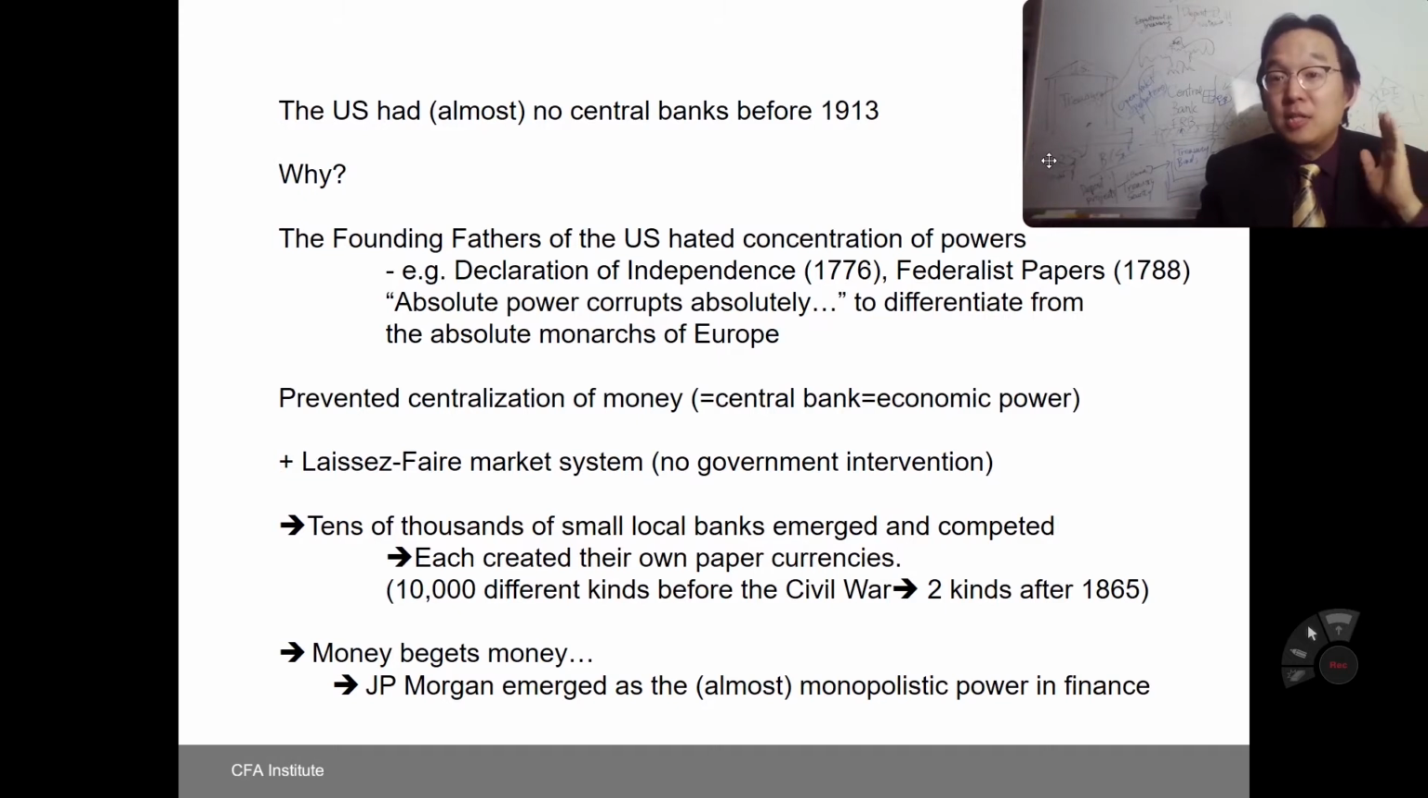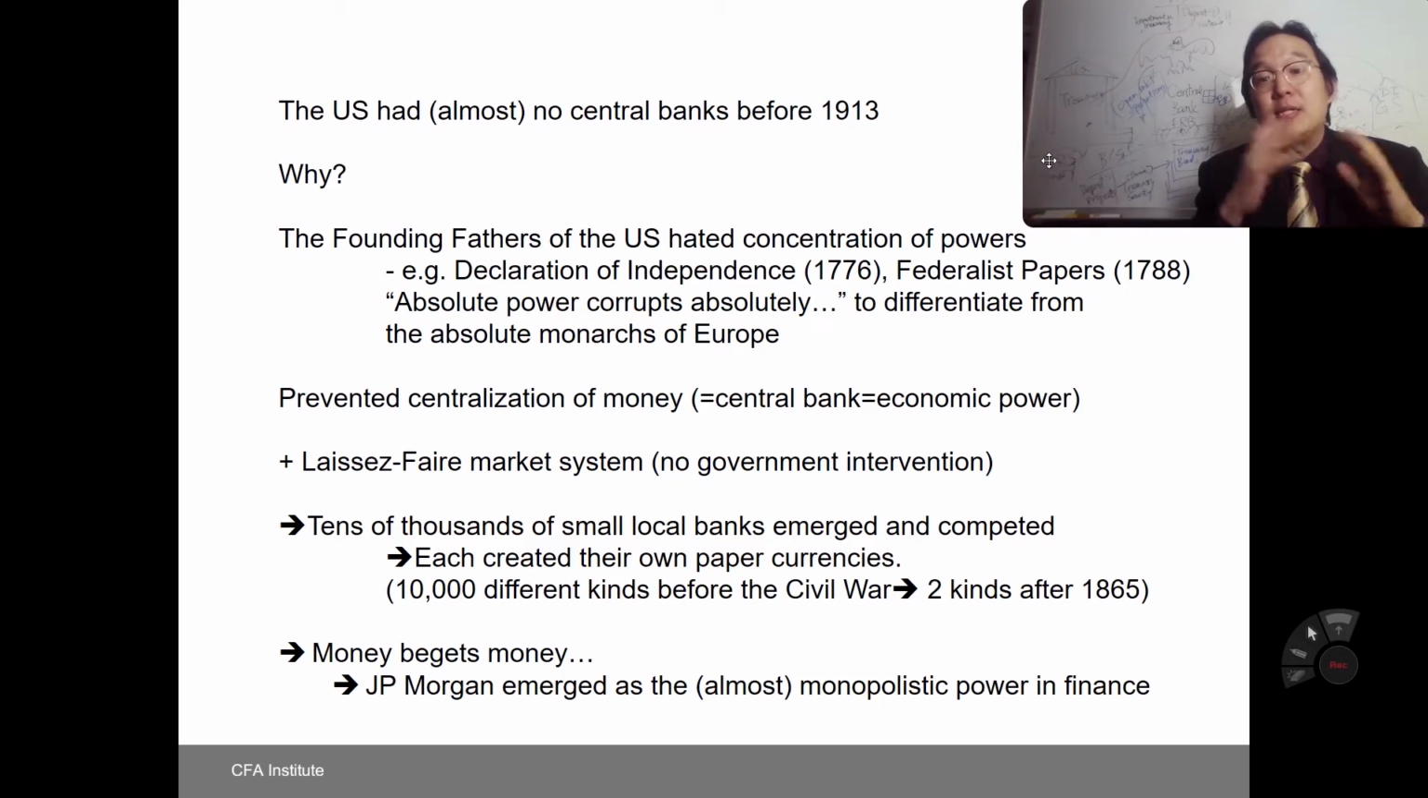Concentration of money means concentration of power and then economic power, right? We're gonna stay away from that. So that's the primary reason why the United States did not have any central banks. Plus, they had, let's say, a fair market system. Now, their original intention was kind of sound in the sense that they always need a check and balance so that nobody gets corrupted and they stay competitive, right? In the market system. But what was the consequence is another interesting story.